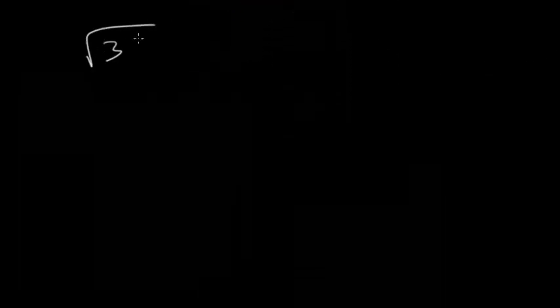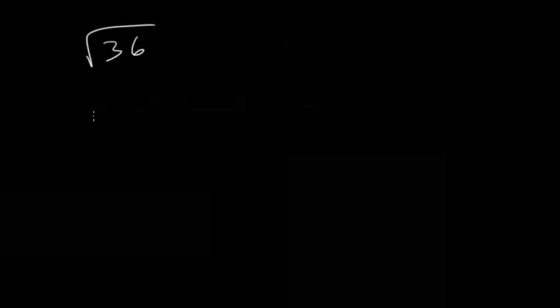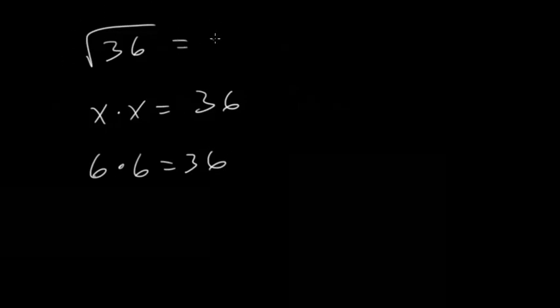So let's try a couple more examples. Let's say we have the square root of 36. Again, this is what number multiplied by itself gives you 36. And like I said above, we're looking for the positive number that when multiplied by itself gives you 36. So in this case, if we multiply 6 times 6, we get 36. So the square root of 36 is simply equal to 6.